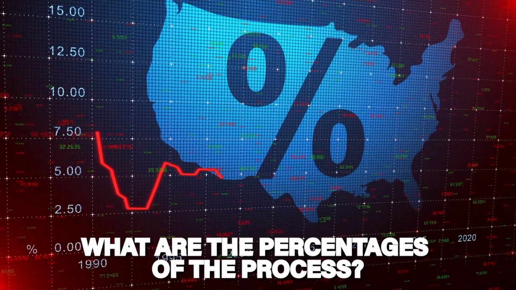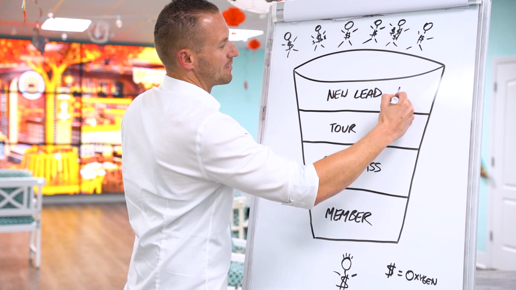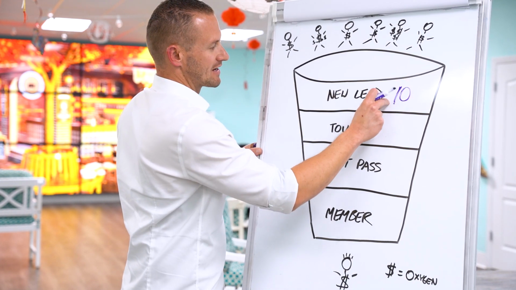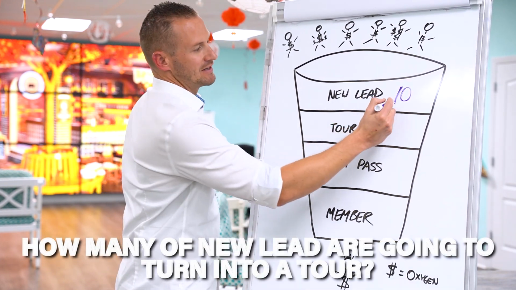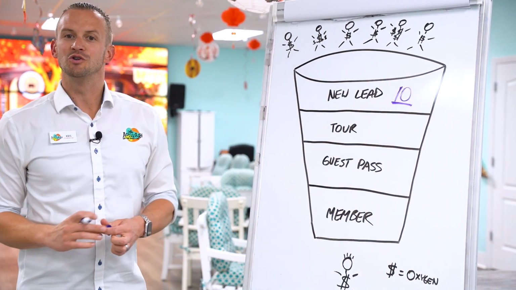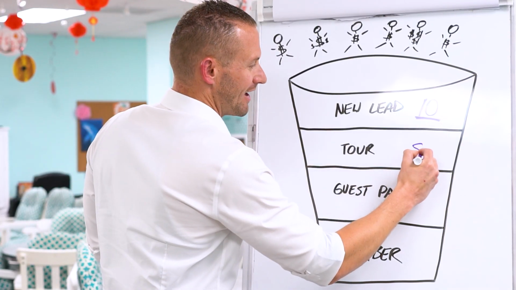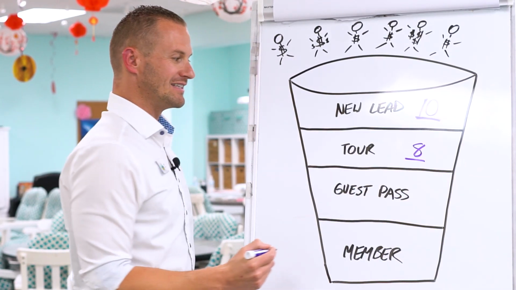And so what are the percentages of this process? So for every 10 leads that come in, okay, so you get 10 new leads that come in the funnel, how many of these 10 are going to turn into a tour? How many would you hope to turn into a tour? Let's say 8, okay? 8 of those leads turn into a tour.